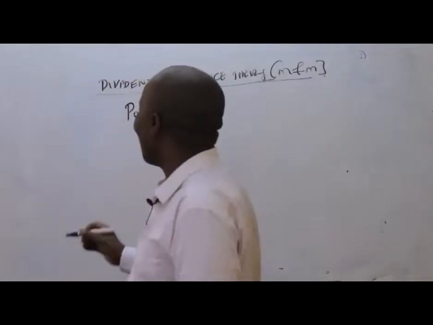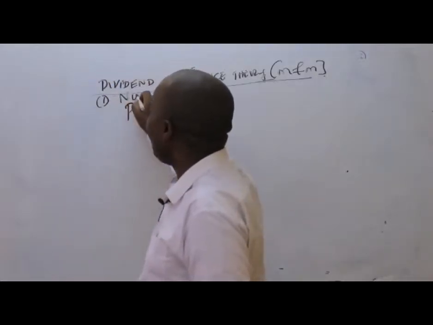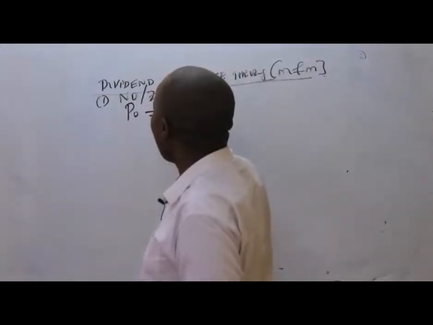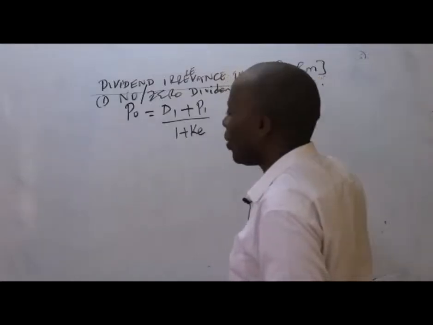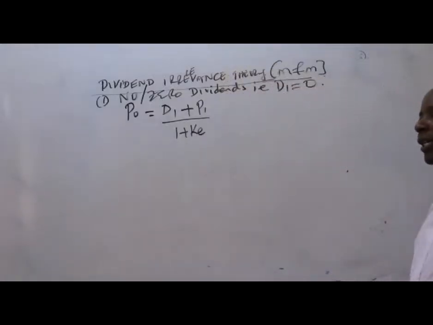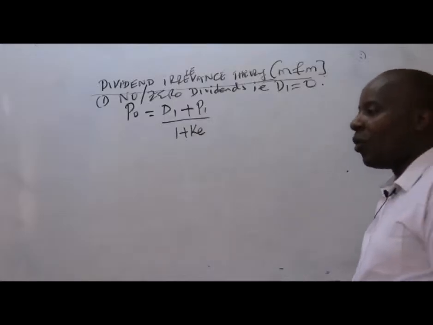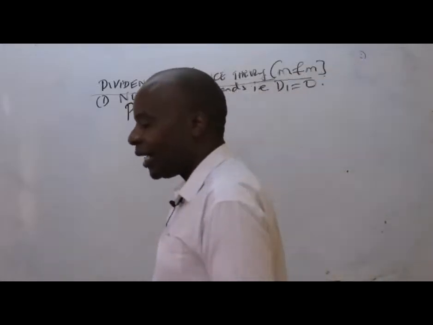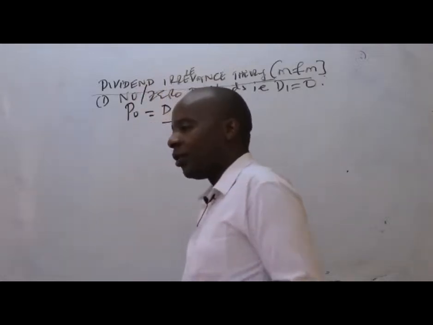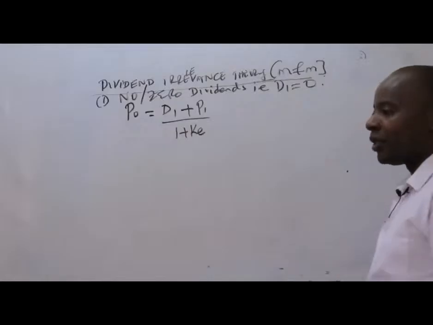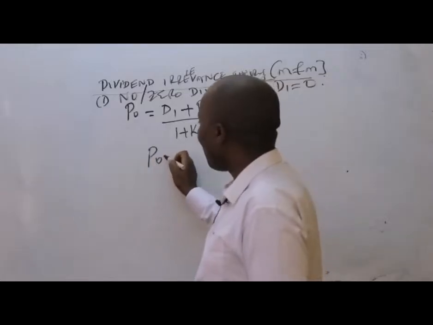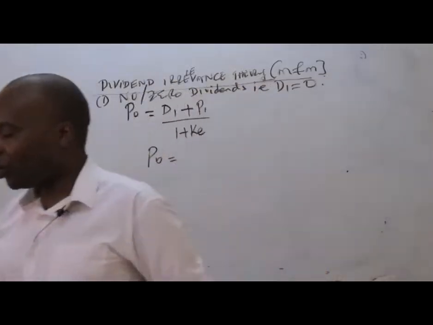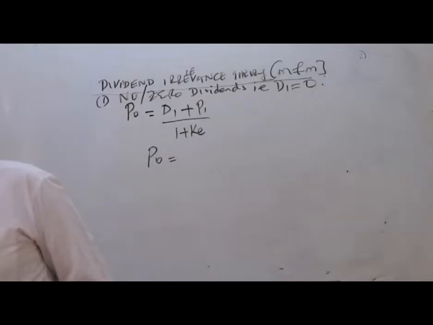So we look at Roman 1. Remember Roman 1, no dividends, i.e. D1 equals 0. So if that is the case, remember in this question, they have already given me P0. In this question, I have P0.